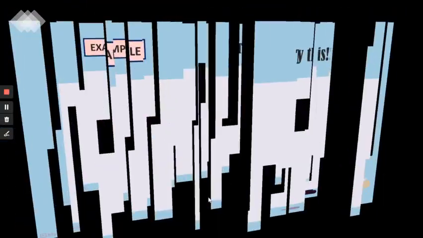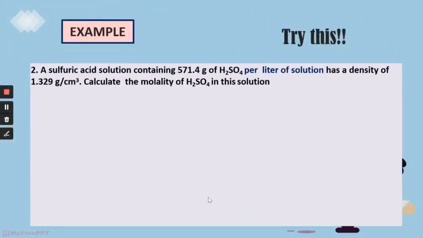Okay, another example for molality. A sulfuric acid containing 571.4 grams of H2SO4 per liter of solution has a density of 1.329 gram per cm cube. Calculate the molality of sulfuric acid in this solution. So from the question, you must calculate the concentration in molality. What is given? Mass of the sulfuric acid and density.